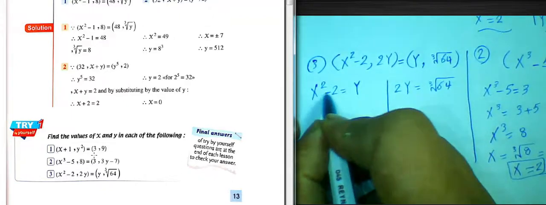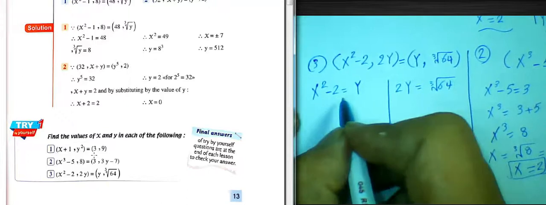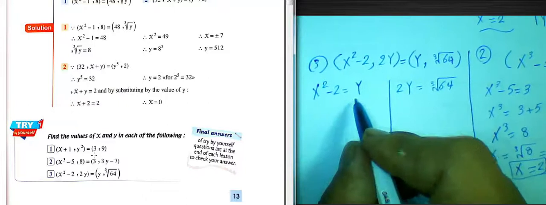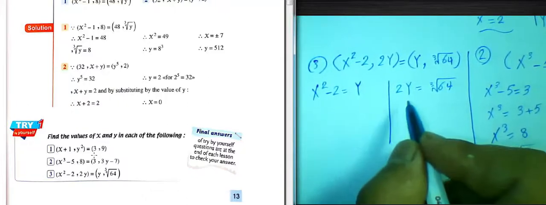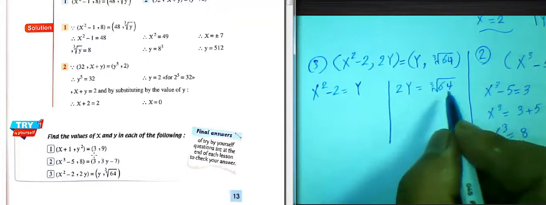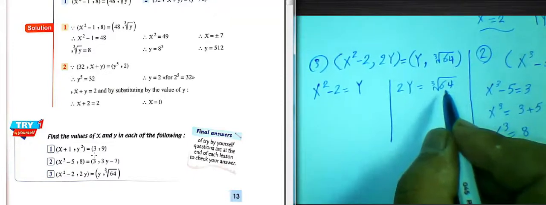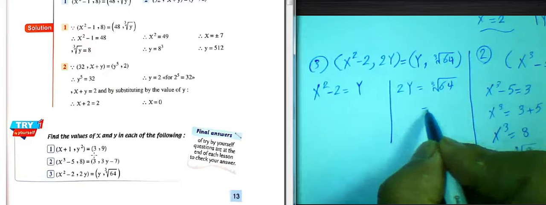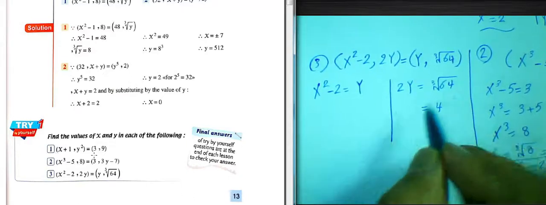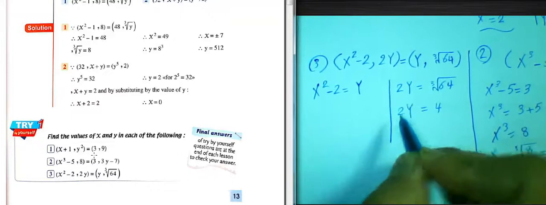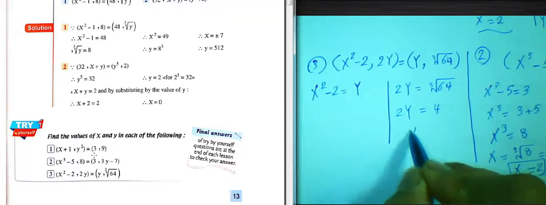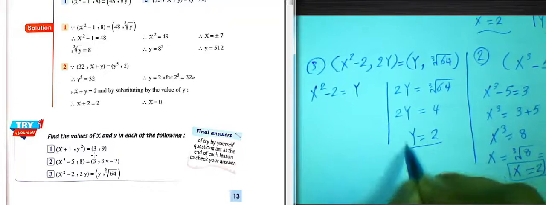We can't find the result of x from x power 2 subtract 2 equals y because we have two unknown letters. But in the other equation, we can find y. 2 times y equals cube root of 64. Cube root of 64 equals 4, because 4 times 4 times 4 equals 64. So 2y equals 4. We find y by dividing by 2: y equals 4 divided by 2 equals 2.